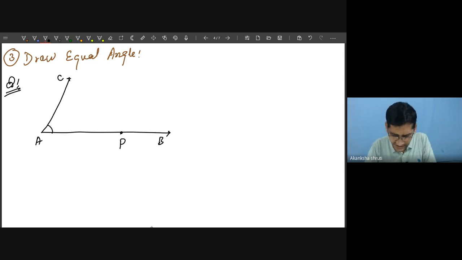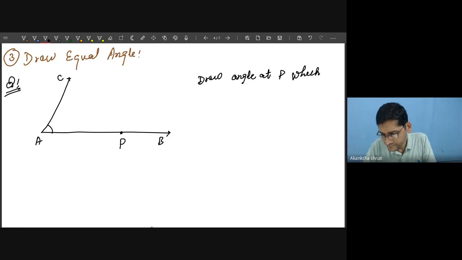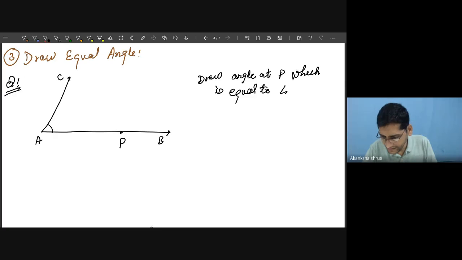So the question is like this: draw angle A, or make an angle at P which is equal to angle A, or angle BAC. Whatever this angle is, the same angle you have to draw at P. So the question is like that.